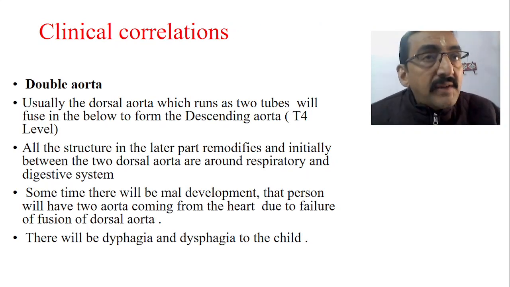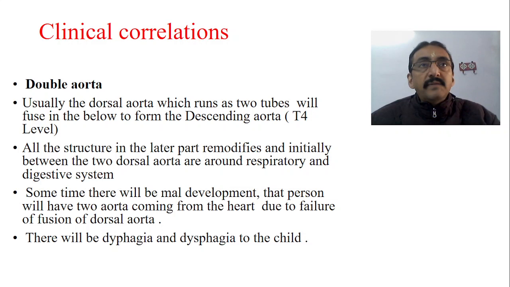Now let us see some of the clinical conditions related to development of this arterial system by the pharyngeal pouches. Double aorta. Usually the dorsal aorta, which runs as two tubes, will fuse below at the level of T4 to form the descending aorta.